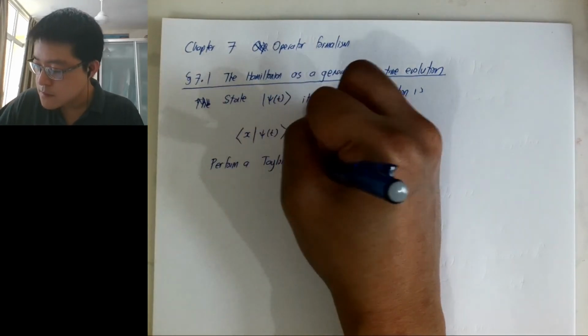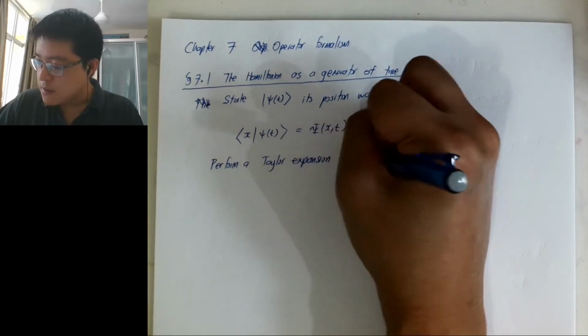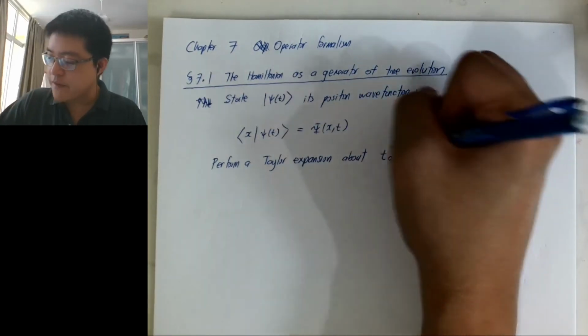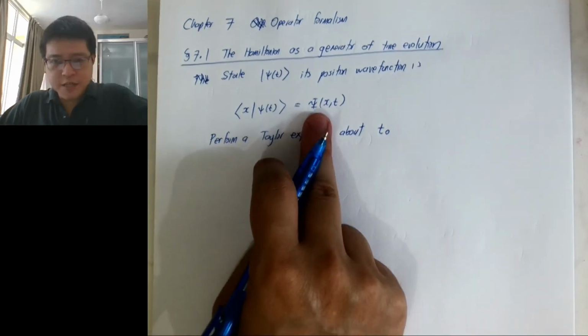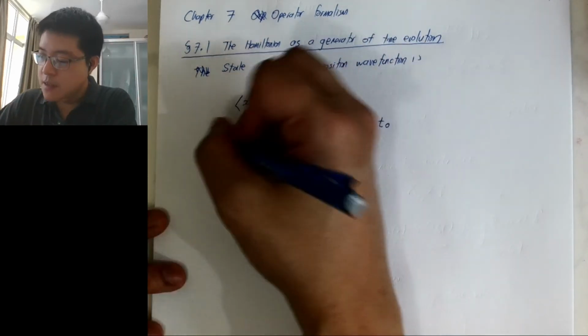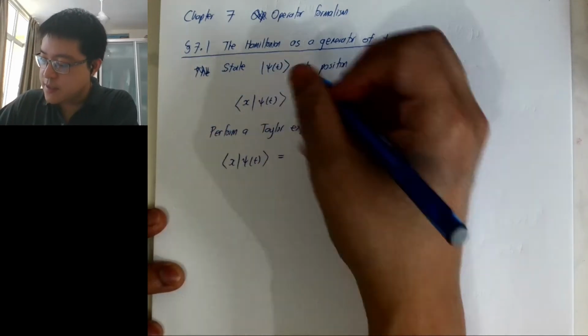About the center. So let's say I perform at some fixed time t0. So we're not doing anything special. It's a function of t. So let's do a Taylor series, right? So that means my wave function here is a Taylor series.